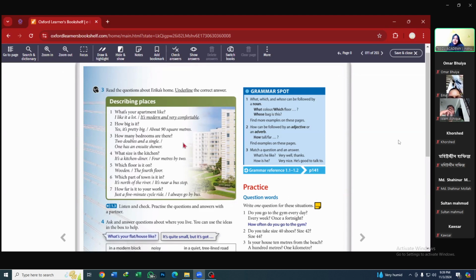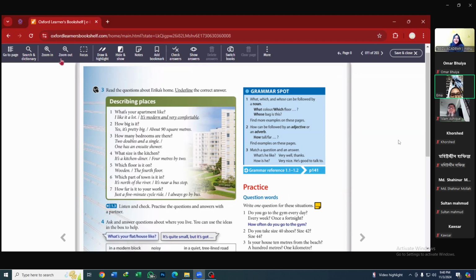So let's jump into it again. Let's start with Miss Ima. Could you please assist me in this activity so that everyone can see what we did last class? I will be asking you the questions. You give me the answers, okay? Okay, so first question, what's your apartment like? It's modern and very comfortable. Good. Number 2, how big is it? It's about 90 square meters. Good. Number 3, how many bedrooms are there? There are two doubles and a single.